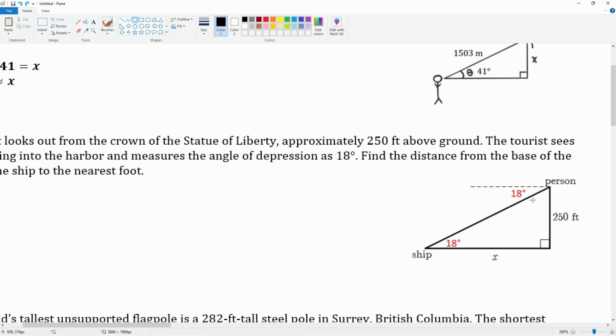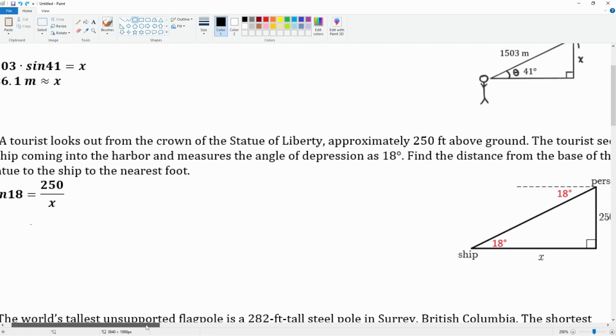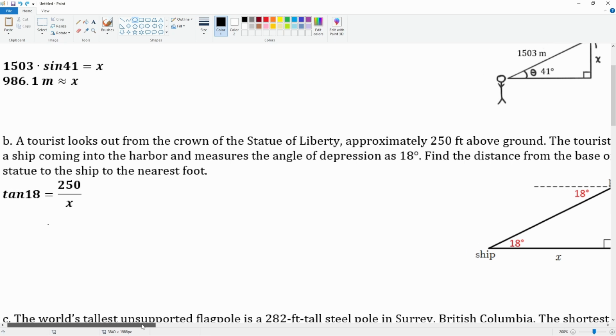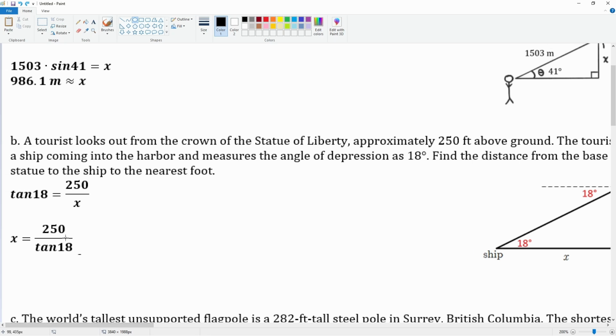So from here, you can set it up however you want, but you're trying to find the distance from the base of the statue to the ship, which is just x. Here, I think this is a tan, because you have the opposite, which is 210, and your adjacent, which is just x. So multiply x to both sides, then divide by tan 18. You get x is approximately 769.4.